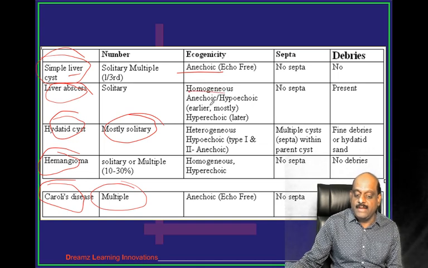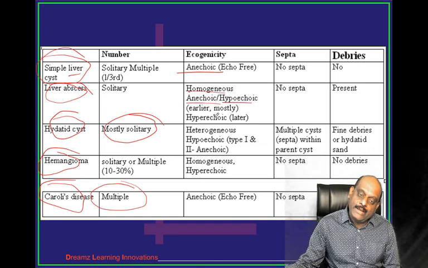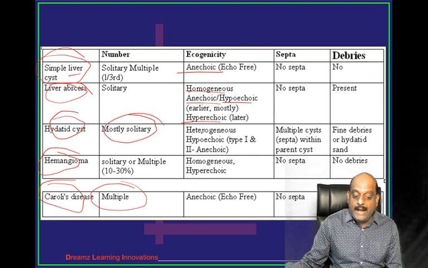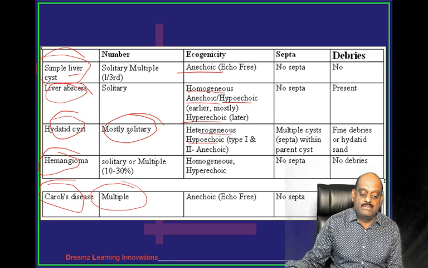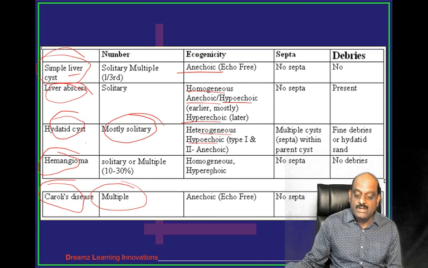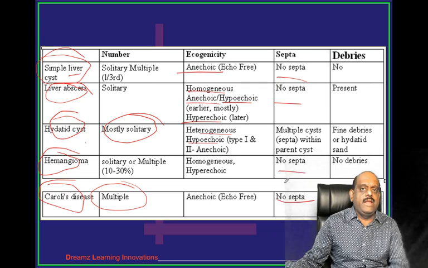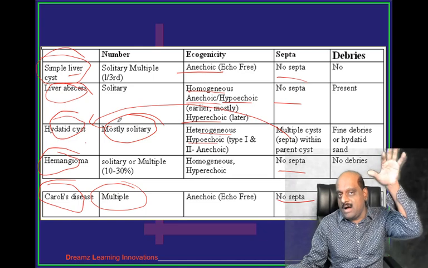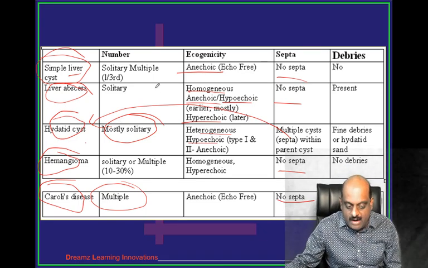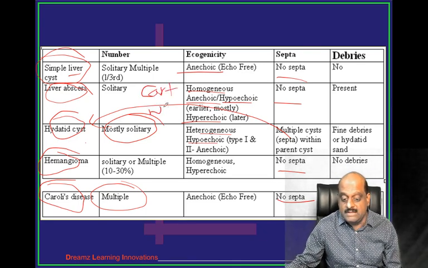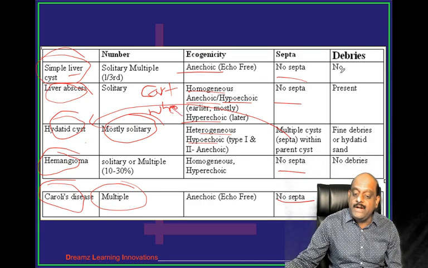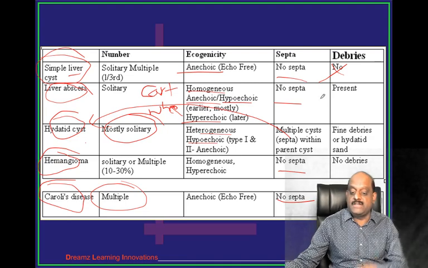Homogeneous, anechoic or hypoechoic initially, then hyperechoic later. Then heterogeneous, hypoechoic: hydatid cyst. Similarly, there are no septa in any of the cysts except in hydatid cyst. Septa are there, hence the cartwheel appearance is what you need to remember. There is no debris in a simple liver cyst.